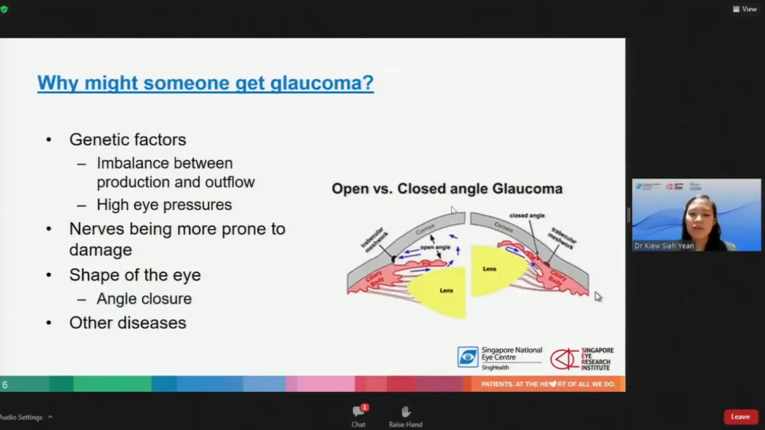What causes someone to have glaucoma? Sometimes this can be inherited due to imbalance between the production and drainage of fluid, leading to high eye pressures with damage to the nerve. Some people have nerves that are more prone to damage, for example, due to problems with blood flow, breathing problems at night, or due to extreme myopia. Other people have an eyeball shape that predisposes them to blockage of the drainage angle, known as angle closure glaucoma. We will discuss this in more detail shortly. Sometimes in other people, glaucoma may be caused by other diseases affecting the eye, such as inflammation.